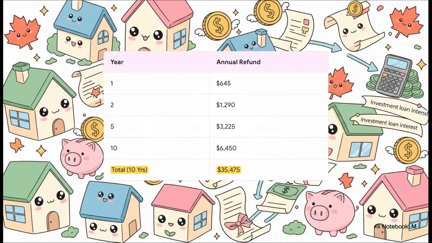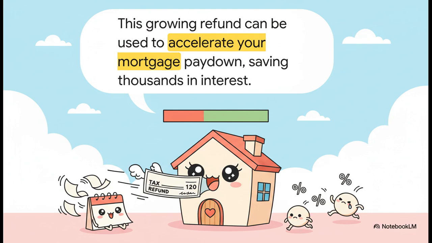But here's where it gets really interesting. This benefit compounds. As you continue this process, your deductible loan balance grows, which means your annual tax refund grows right along with it. As you can see, over 10 years, that can add up to more than $35,000 in tax savings. Now, the smartest move is what you do with that refund each year. If you take it and apply it as a lump sum payment against your non-deductible home mortgage, you create this incredibly powerful virtuous cycle. You pay your home off faster, which saves you a fortune in mortgage interest, and you can potentially shave years off your amortization.